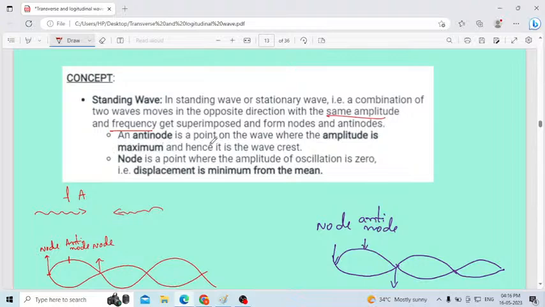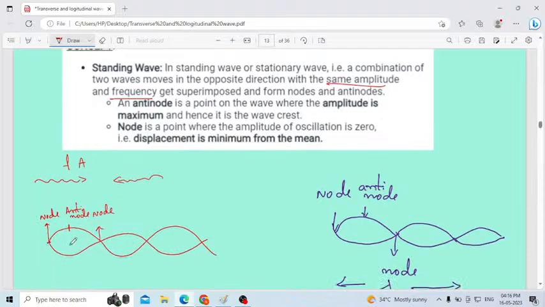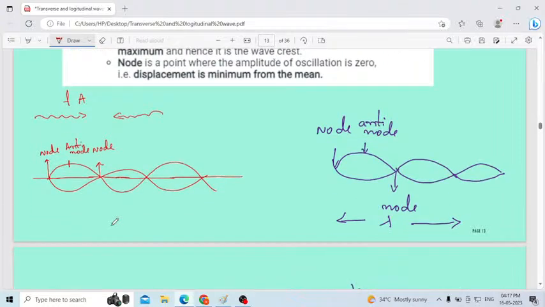The antinode is a point on the wave where the amplitude is maximum. You can observe here. Consider this is the line. I'm not able to draw properly here. This is the plane. Here the wave will vibrate. The maximum amplitude of the wave we consider as an antinode. A node is a point where the amplitude of oscillation becomes 0. Here in the antinode, amplitude is more. In the node, amplitude is 0.